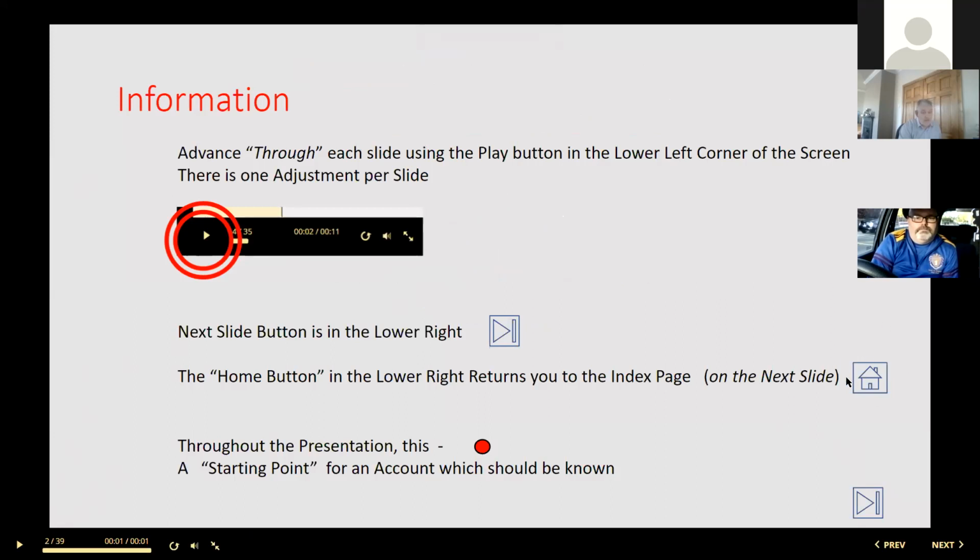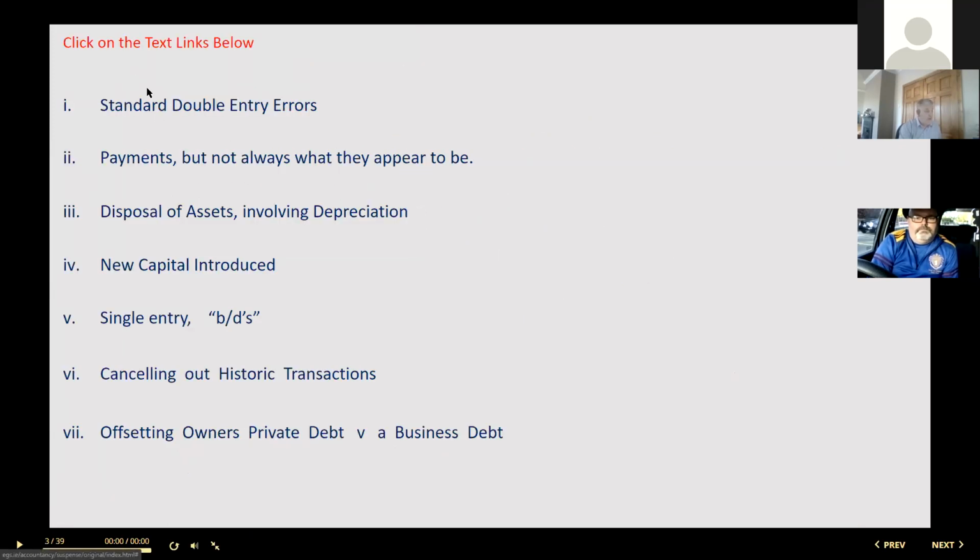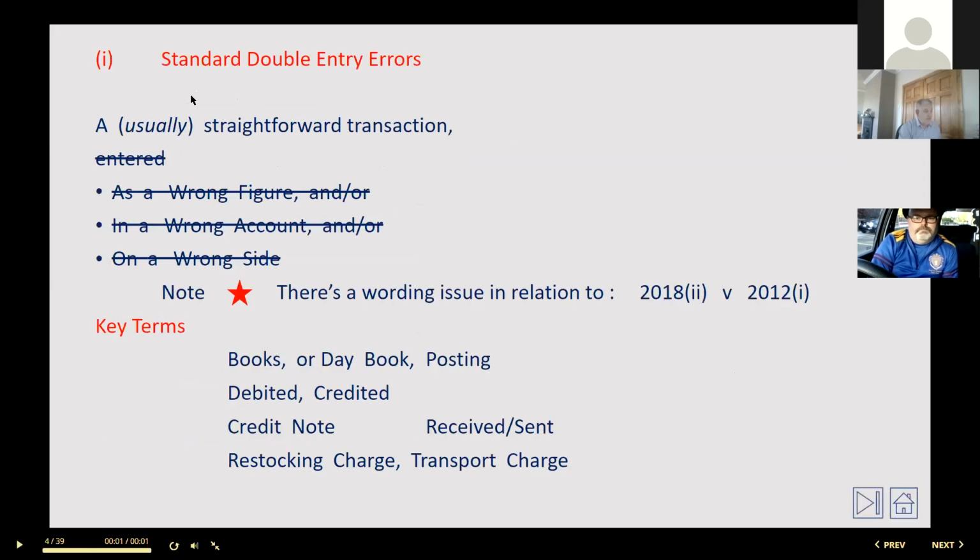You can go back to the home screen with the house slide. You advance to the next adjustment using that there. So if I go on to the next one, here are my 7 general headings, and each one is a link. So if I click on one, these are the standard double entry errors.